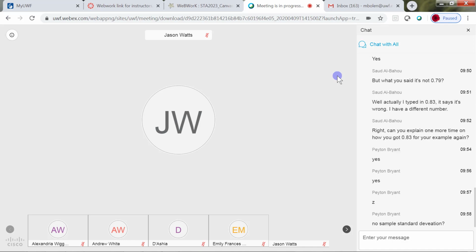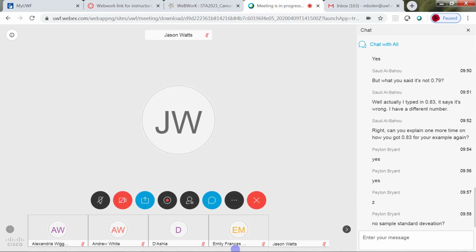No. The reason why is because it has to do with proportion. Every single time you deal with proportion, whether it's confidence intervals or hypothesis testing, you're always on a Z. Okay? So it's because you're always on a Z.